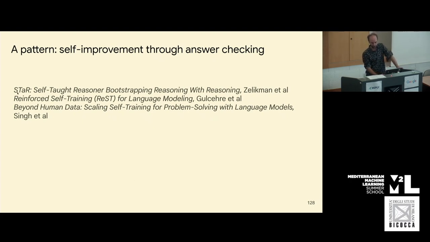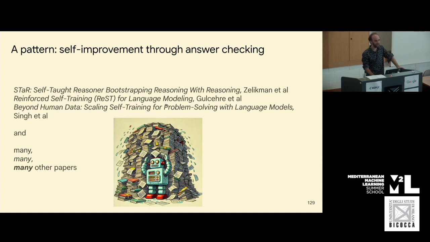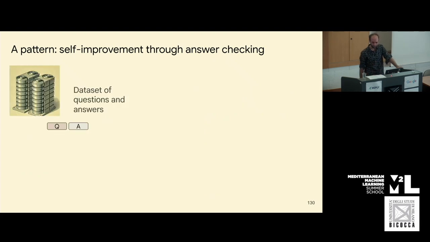The paper I'm going to be most closely following is STaR, Self-Taught Reasoner: Bootstrapping Reasoning with Reasoning, by Zelikman et al. There is another very similar paper called ReST, Reinforced Self-Training for Language Modeling, and Beyond Human Data: Scaling Self-Training for Problem Solving with Language Models, and many, many other papers. This is a very active research area, so there is a lot of variance. But the high-level ideas are all, I would say, quite similar. All right, so how does that work?